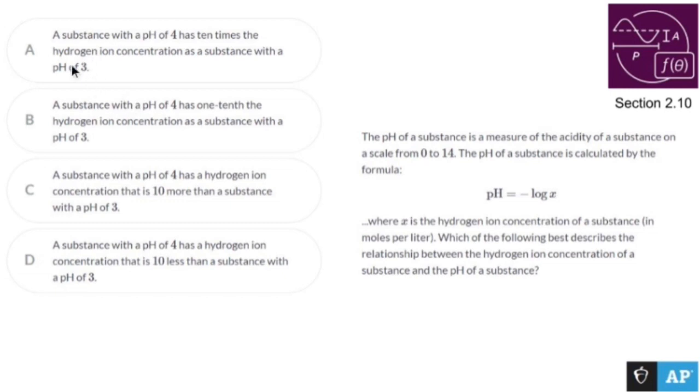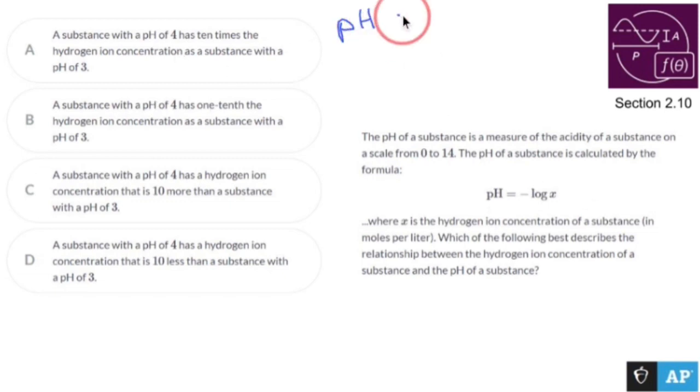A substance with a pH of 4 has 10 times the hydrogen ion concentration of a substance with a pH of 3. A substance with a pH of 4 has 1/10 the hydrogen ion concentration of a substance with a pH of 3. So basically what I really need to do is turn this into its exponential counterpart, since it wants me to find 10 times.